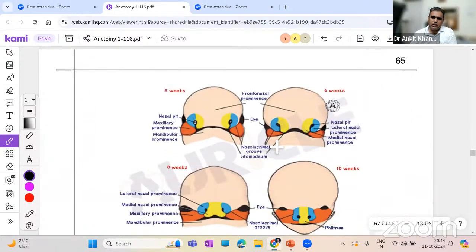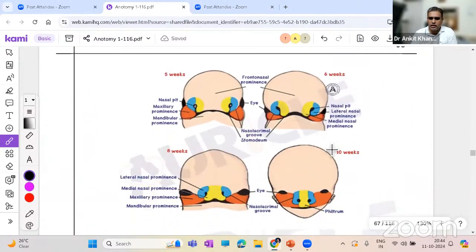Here is a diagram. Look at this diagram. This is probably taken from Langman's, I suppose. Yes, it is from Langman's. Look at the time periods also: 5 weeks, 6 weeks, 8 weeks, and 10 weeks. Suppose tomorrow you do radiology, then also you should know. You're doing gynae, then also you should know. Okay, so try to understand the color coding over here.